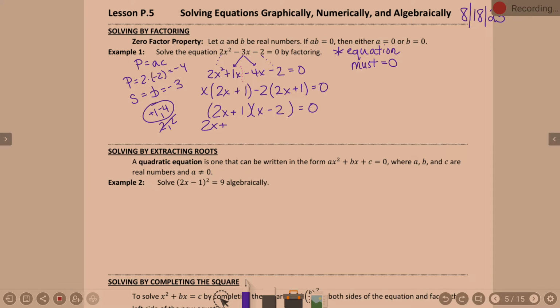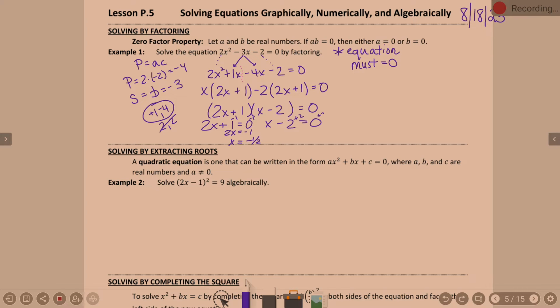Yeah, set each factor equal to 0. 2x plus 1 equals 0. X minus 2 equals 0. So I'm going to subtract 1. 2x equals negative 1, and then x equals negative 1/2 when I divide by 2.